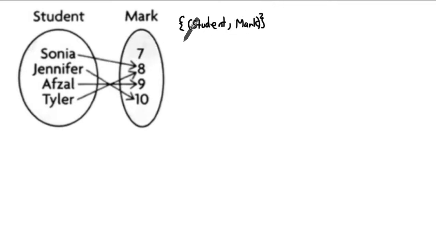So let's start with the very first student name, which is Sonia, and Sonia's corresponding mark, if you follow the arrow down, is just 8. So our first ordered pair is Sonia with the mark 8. Now our second pair would be Jennifer, which corresponds with 10. So we have Jennifer, which corresponds with the mark 10.